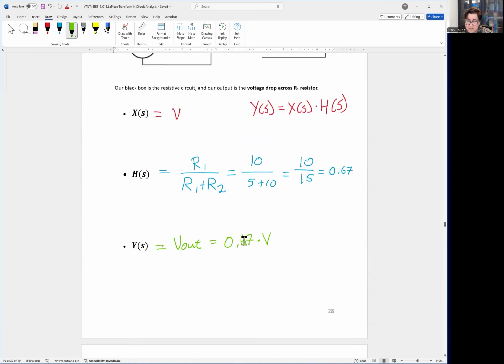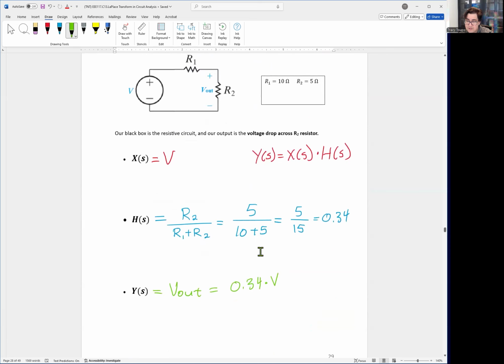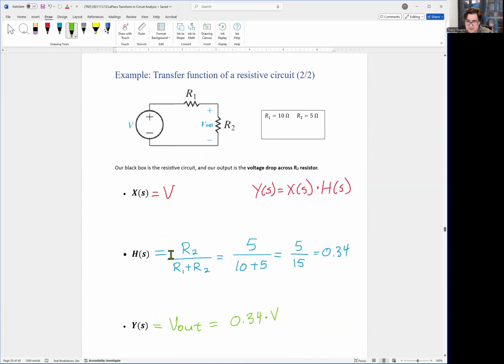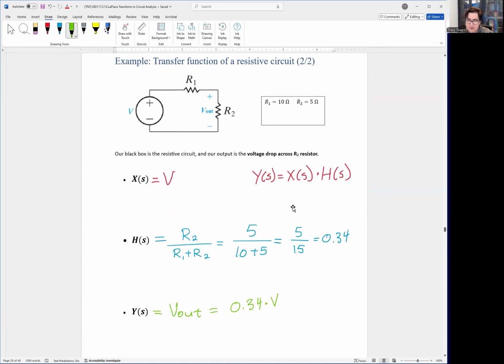Previously it was 0.67. So you can see it changed because our output changed. So anytime the circuit changes, you're going to recalculate your gain of the circuit H of S. Honestly, this is just a fancy way to say output is equal to input multiplied by gain. That's all it is.